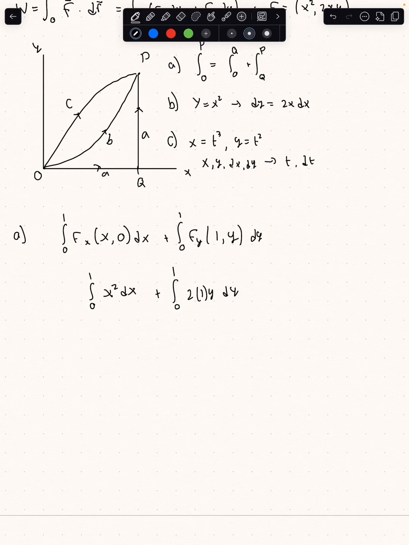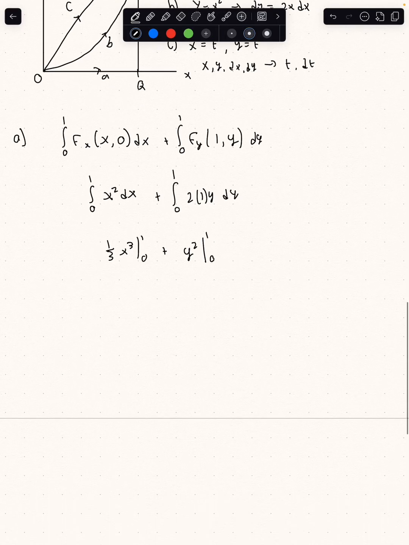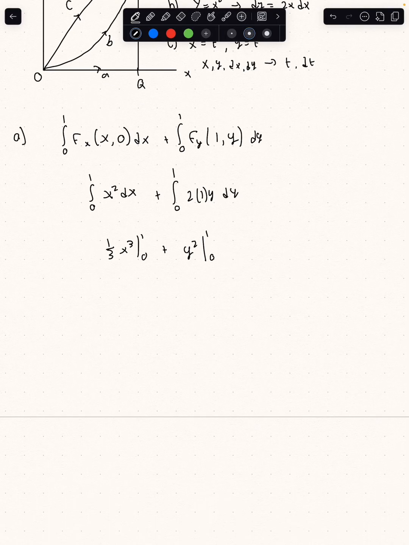Solving and evaluating these integrals, this will become 1/3 x cubed evaluated from 0 to 1, and then plus y squared evaluated from 0 to 1. This will give 1/3 plus 1, giving us a total work done of 4/3.